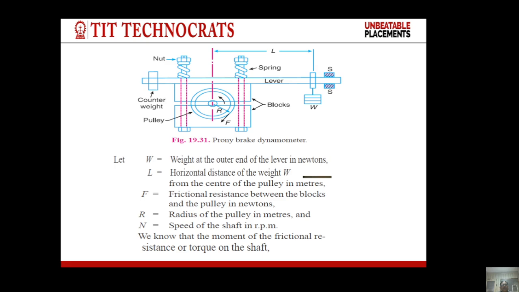W is the weight at the outer end of the lever in newtons, L is the horizontal distance, F is the frictional resistance, R is the radius of the pulley, and N is the speed of the shaft in RPM.